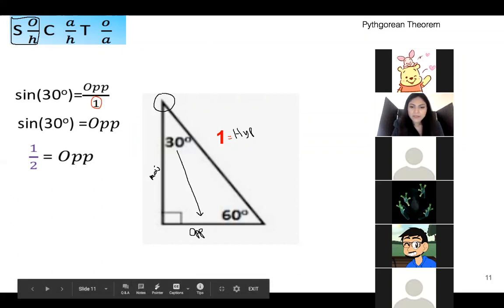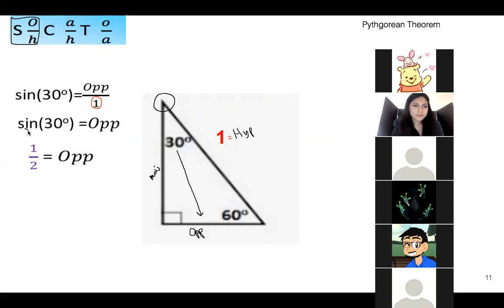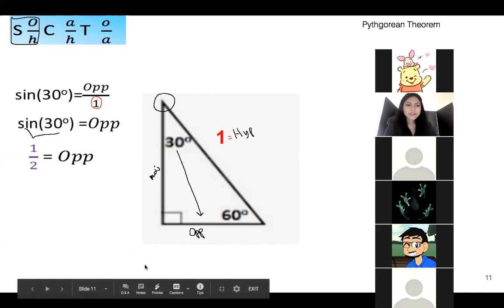So that's how we got this. Sine of 30 is 1/2. If you did asynchronous number 7, as Francisco said, you probably have that background knowledge that sine of 30 is 1/2 indeed. Okay, awesome. So we got that the opposite side has a length of 1/2.